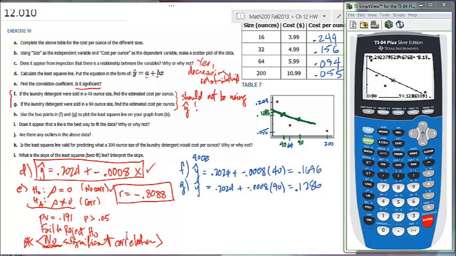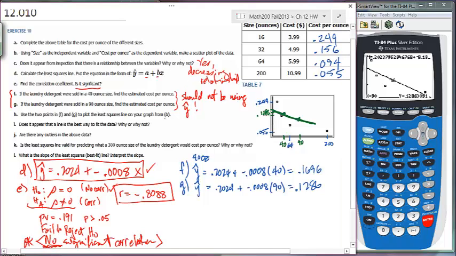Because we didn't show correlation. Alright, the next question, let's just say no here. Not linear.